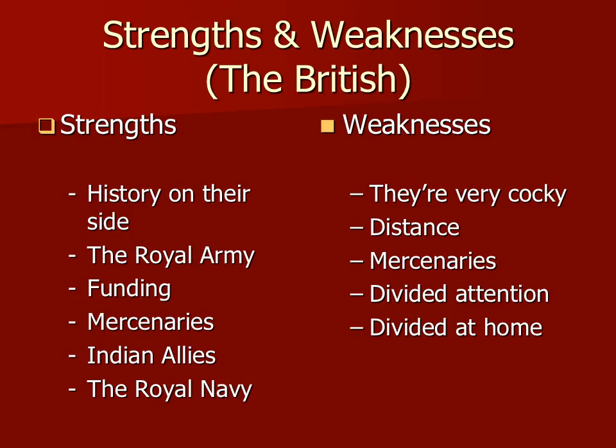The English, over time in this war, began to ask, how long is this war going to take? How much is it going to cost? And ultimately what we're going to see in part 2 of this lecture is that they will eventually just say the war is not worth it. So this divided attention, this division at home, the weakness of mercenaries, the weakness of distance, and the weakness of the fact that they're just very cocky. These are some major weaknesses for the British, and these are actually the weaknesses that will end up undoing the British.